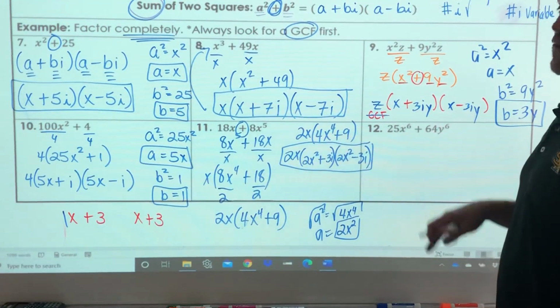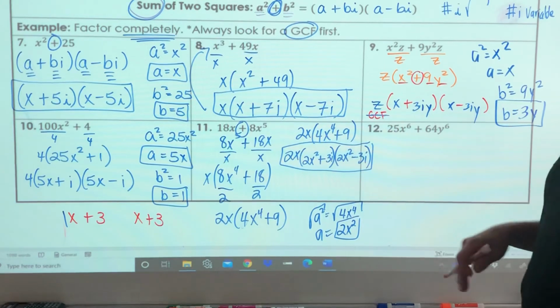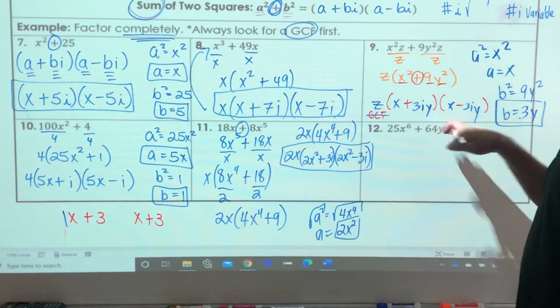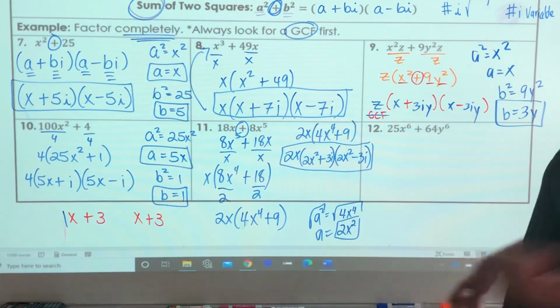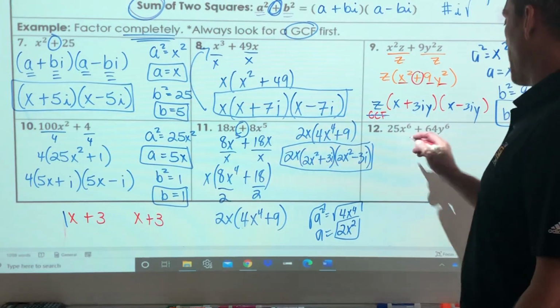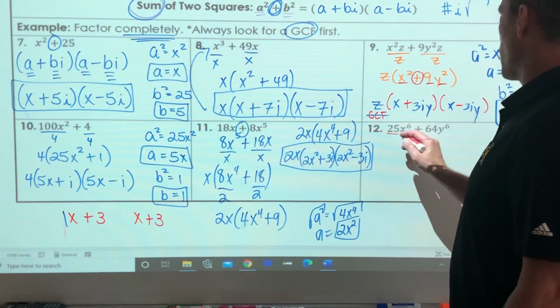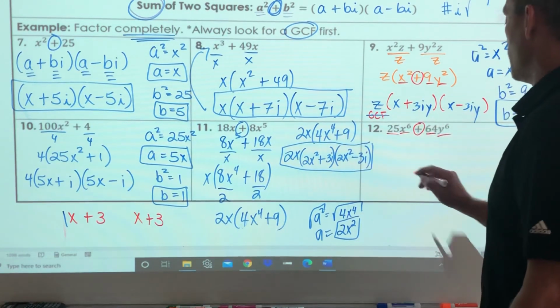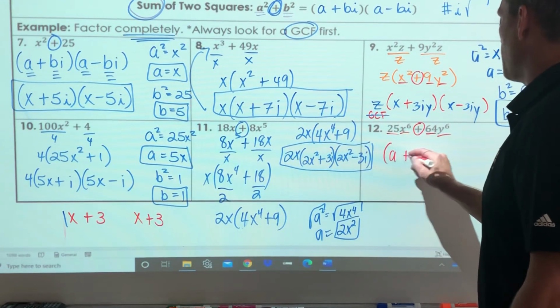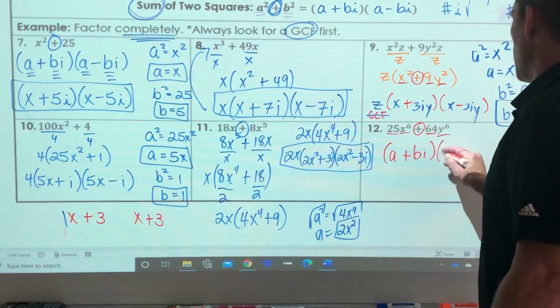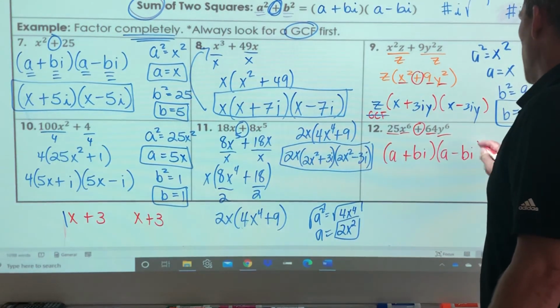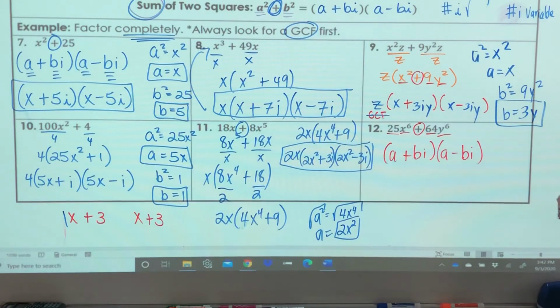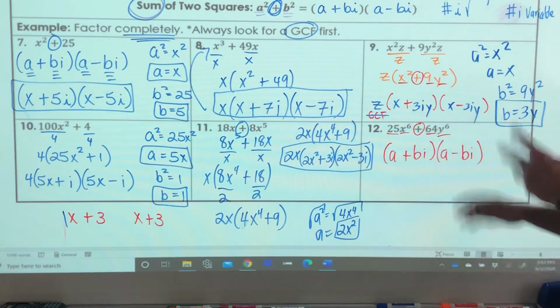Does 25 and 64 have anything in common? Nope. Does x to the 6 and y to the 6 have anything in common? Nope. So what are we going to do with this bad boy? We know that this is a perfect square, this is a perfect square, this is a perfect square, this is a perfect square, and it's the sum of. So we know we're going to have a plus bi, a minus bi. That's our formula. We just need to know what a and b and I and all those things are.